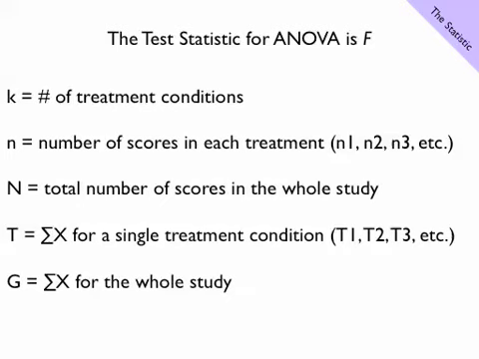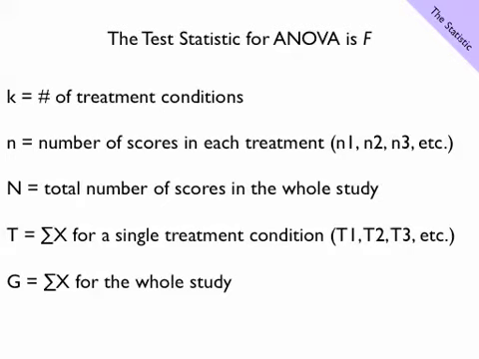Hi, Chris Good here, and this is part 2 of our video on the analysis of variance. We're going to use the data that I used in part 1 as an example to calculate the test statistic for ANOVA, which is F. And there's a couple of new notation things that you need to know.